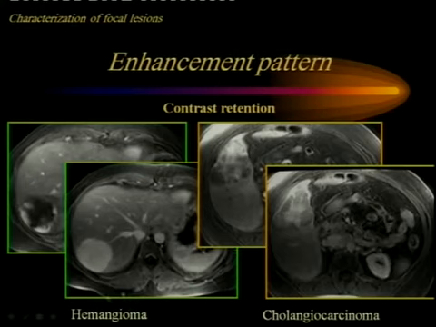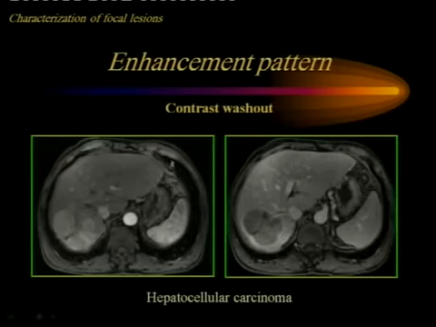With hemangiomas, you tend to get retention of contrast. The pattern of retention obviously is well known to you, but you can also see that in other lesions such as cholangiocarcinoma, where there's a high fibrotic component, so that the presence of delayed enhancement can be a helping factor in determining the type of lesion you're dealing with.